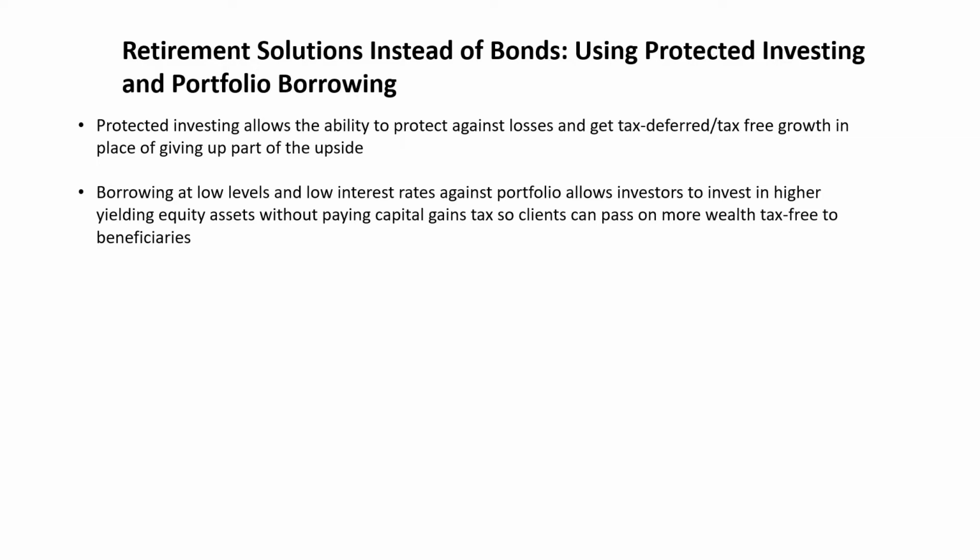What that does, though, is limit the volatility. Remember, we talked about how bonds can limit volatility. Well, protected investing will actually show you does that better, especially when we look at it on an after-tax basis, because protected investing has a lot of tax benefits that a simple allocation to bonds does not.